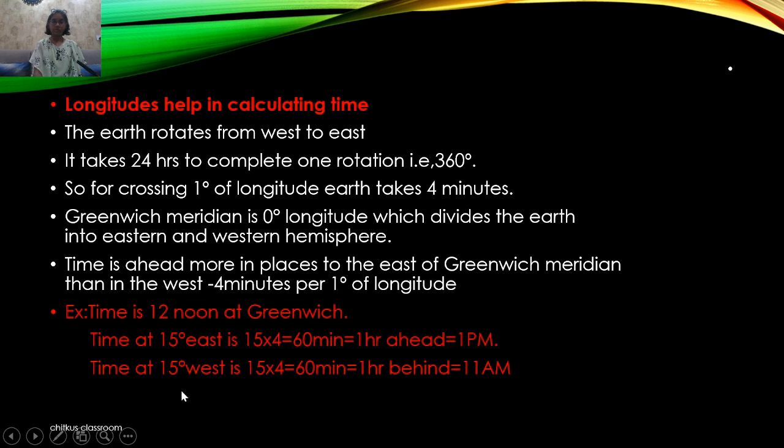And now we're going to do 15 degrees west. We also do 15 times 4, and we get 60 minutes. It is 1 hour behind, which is 11 a.m. As the people living in the east experience time faster than the people living in the west, it is behind here. So the time is 11 a.m. at 15 degrees west, and at 15 degrees east, the time is 1 p.m. here.